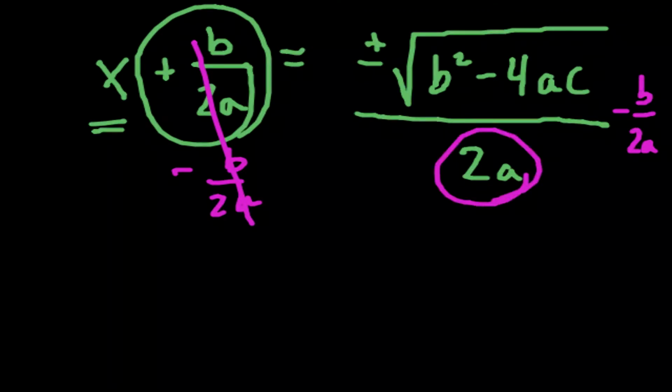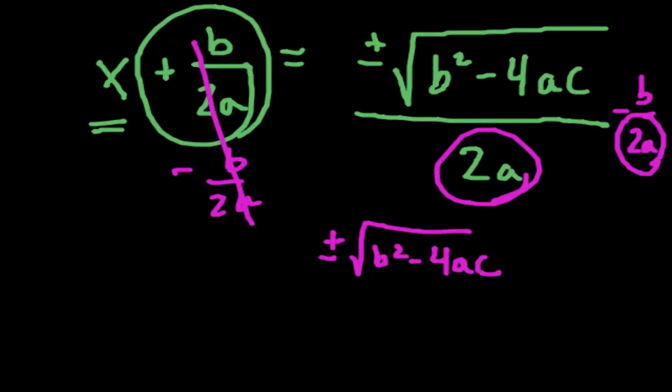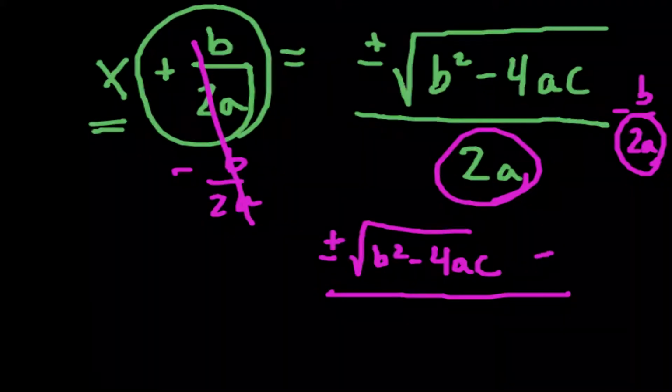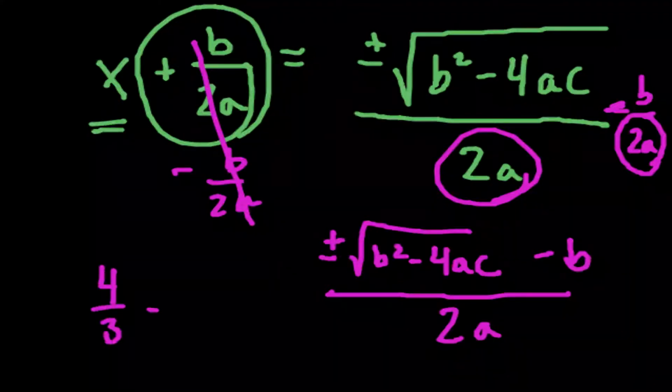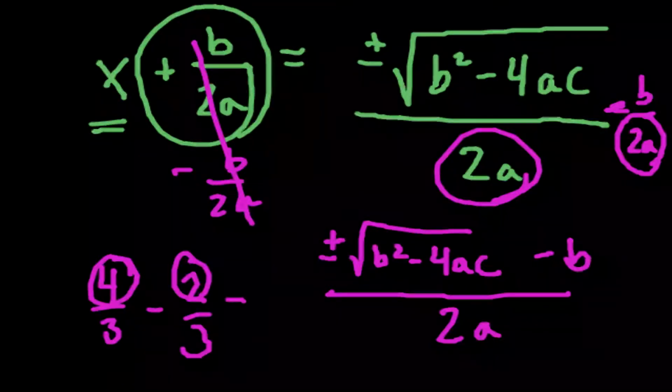The denominator is 2a. Now, I'm subtracting another fraction that has a denominator of 2a, so I can just put it together. Basically, it's plus or minus the square root of b squared minus 4ac minus b, all over 2a, because I'm just subtracting b over 2a. I'm just taking the two fractions and putting them together, just like I would if I had 4/3 minus 2/3. I'd say 4 minus 2 is 2, and that's how many thirds I have left. That's what I'm doing here.